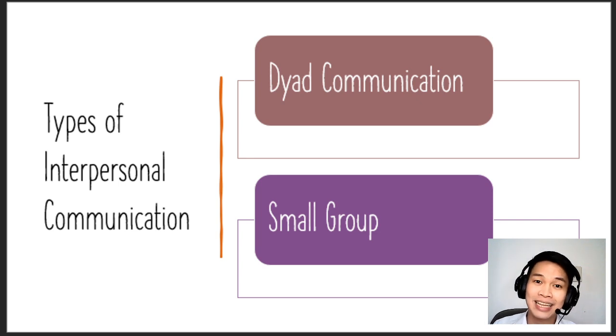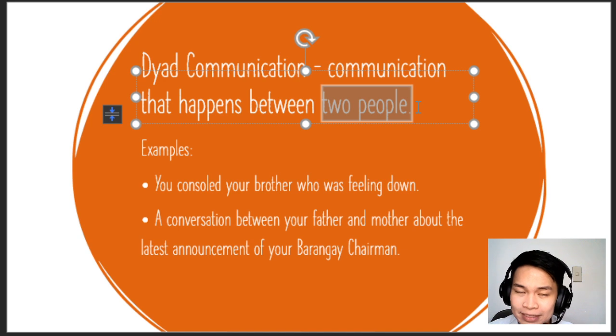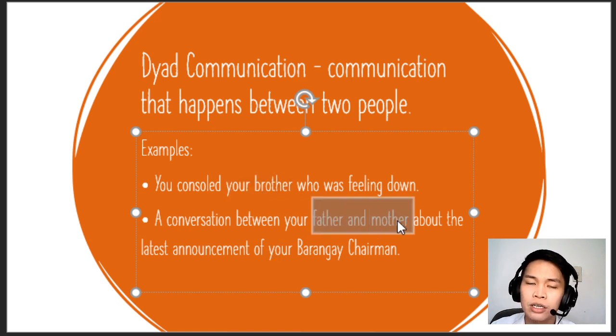When we say dyad, class, it means two. So dyad communication happens between two people. Examples: you consoled your brother who was feeling down. So the characters here are you and your brother. And number two, a conversation between your father and mother about the latest announcement of your barangay chairman. So the characters there are your parents, and you are not included there.